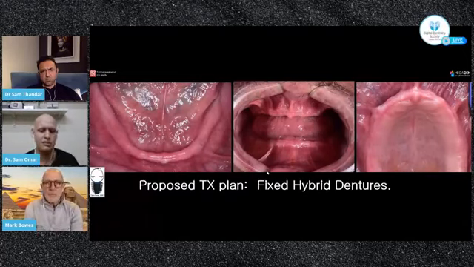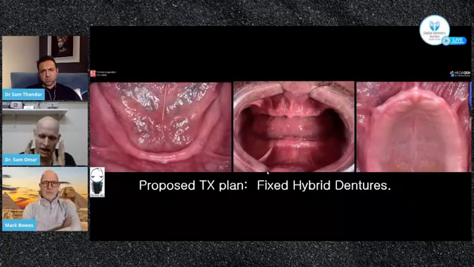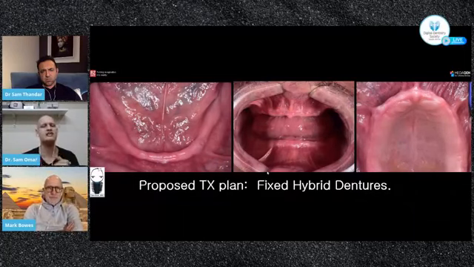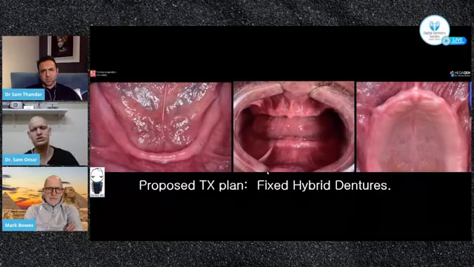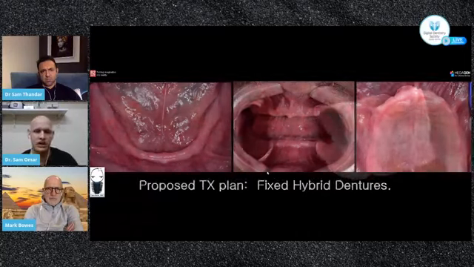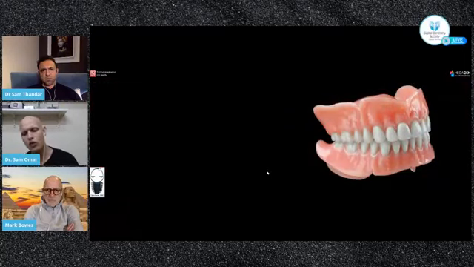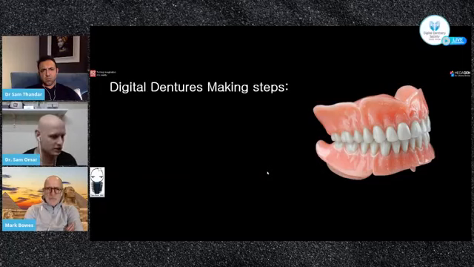For me, I'm a big implant enthusiast, so that's why I decided to go with a fixed hybrid denture. That means that we always start out with the dentures first. We start out with the prosthesis, and then we move from the prosthesis to the implant planning. And that's basically what we've done here. And now, because I believe the best way to do dentures would be digital dentures.